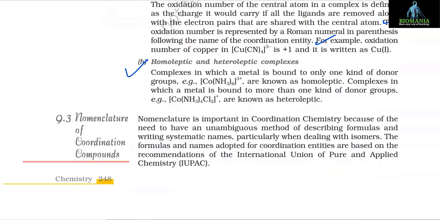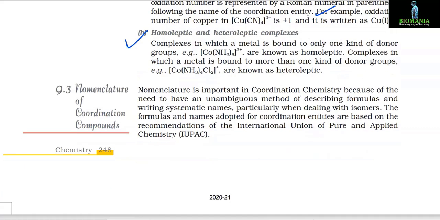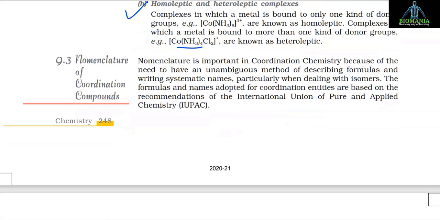H. Homoleptic and heteroleptic complexes. Complexes in which a metal is bound to only one kind of donor group, for example [Co(NH3)6]3+, are known as homoleptic. Complexes in which a metal is bound to more than one kind of donor group, for example [Co(NH3)4Cl2]+, are known as heteroleptic.